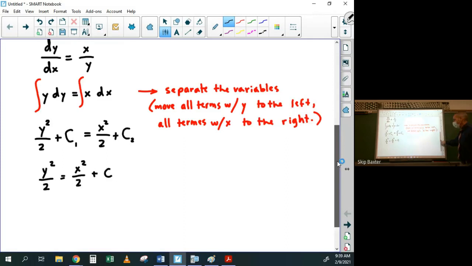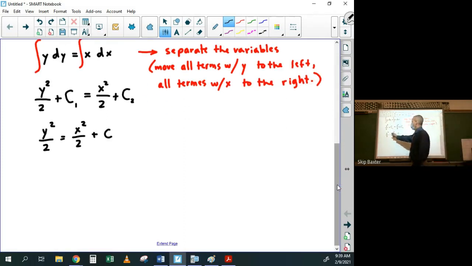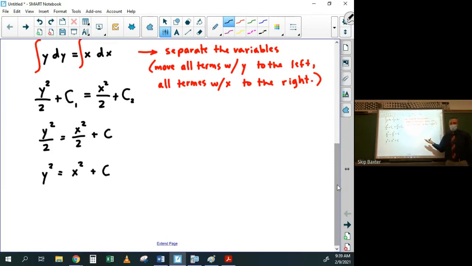Okay, and then the last step is just to solve for y. I can solve this equation for y. I would multiply by 2, so I get y squared equals x squared plus c. Now you might be wondering, well, why didn't I distribute the 2 and write 2c? Well, c is just an arbitrary constant. So 2c would also be an arbitrary constant.